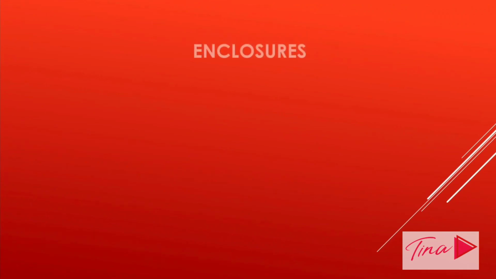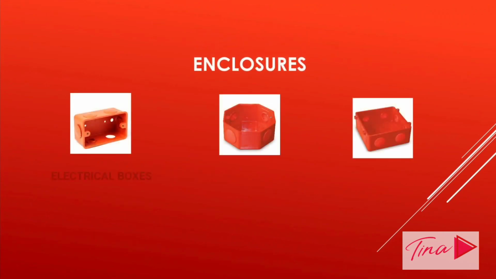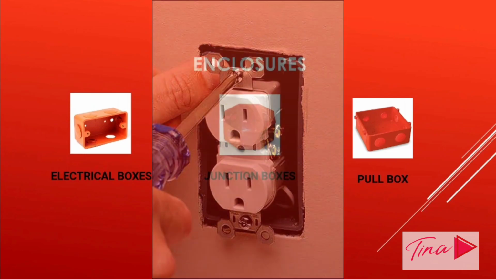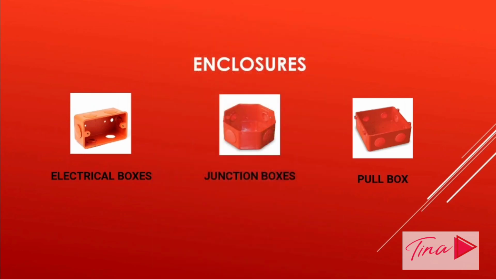Now here we have the enclosures, which are the electrical boxes, junction boxes, and the pole box. Now when you say electrical boxes, these are metal or non-metallic plastic enclosures that hold devices such as switches or outlets and safely permit wiring connections. Boxes are available in 4 primary shapes, which are square, rectangular, octagonal, or round.